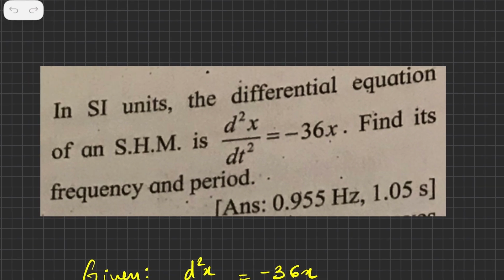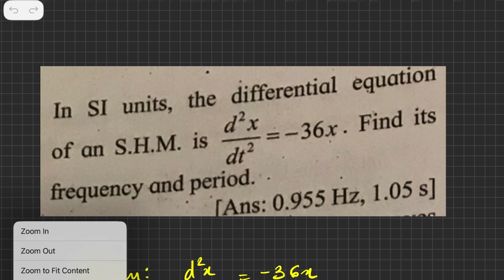Thank you so much for being with me. You can just pause the video and go through the question. So this is in SI units, and the differential equation for a simple harmonic motion is given. This circled thing is the differential equation, and you are supposed to find out its frequency and time period.